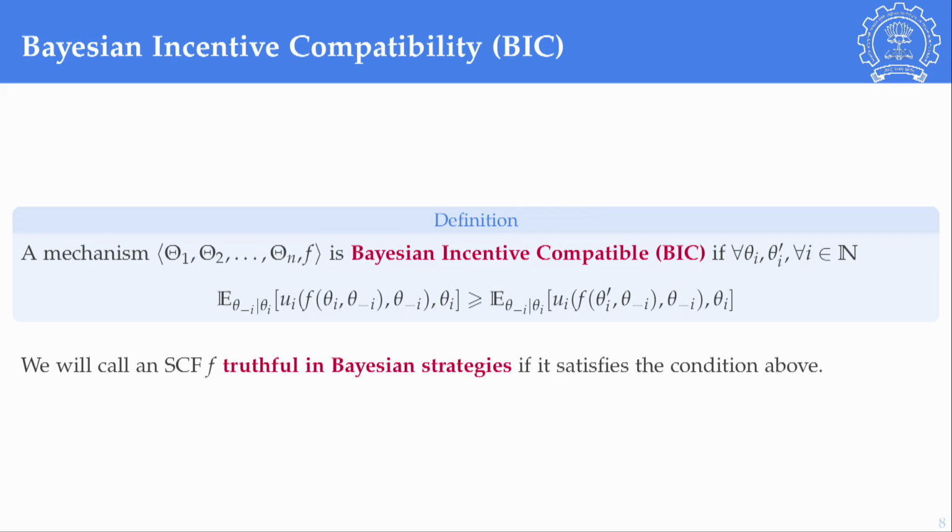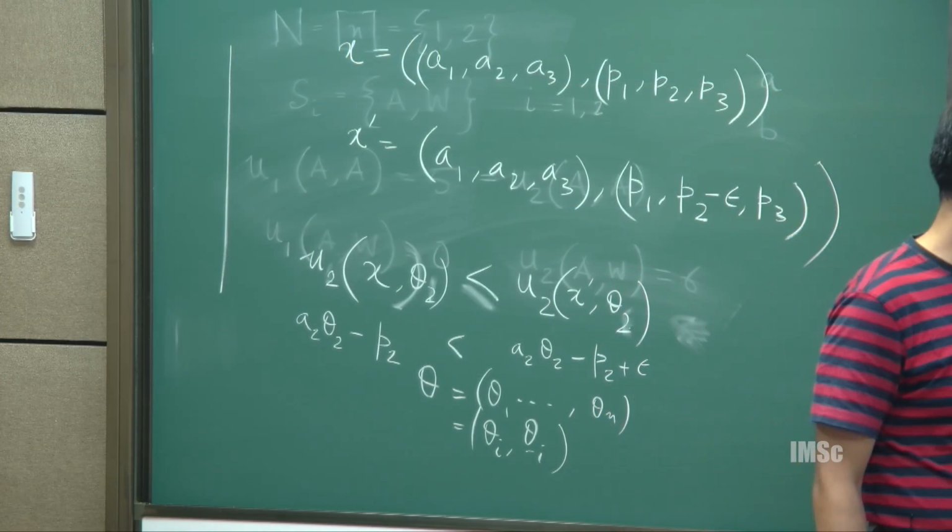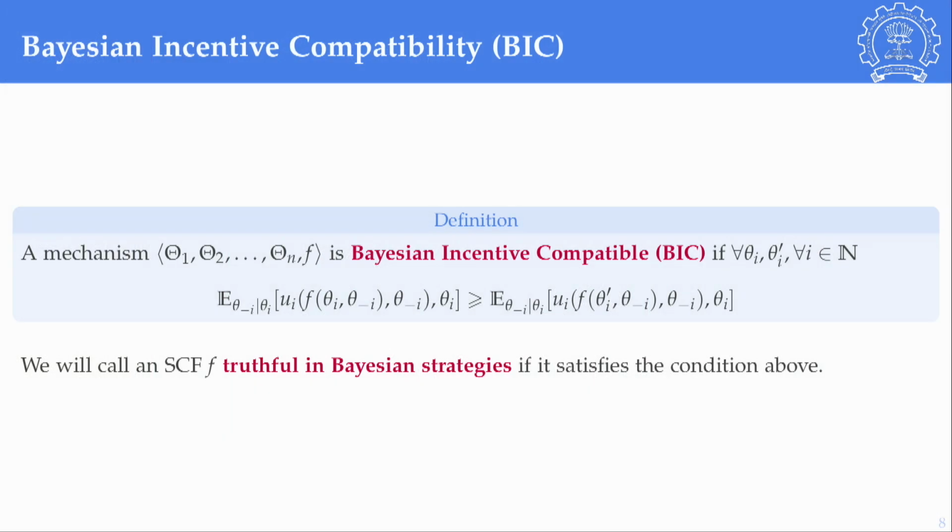Can you draw a connection between dominant strategy incentive compatibility and BIC, Bayesian incentive compatibility? Which one implies which one? Dominant implies this, because there you are ensuring much more. You are ensuring that for every theta minus i, even if you take the expectation, it will still be satisfied. But you can create examples where it is Bayesian incentive compatible, but not dominant strategy incentive compatible. Therefore, it is a weaker guarantee. In the cases where we cannot guarantee DSIC, we might go for a weaker guarantee like BIC.